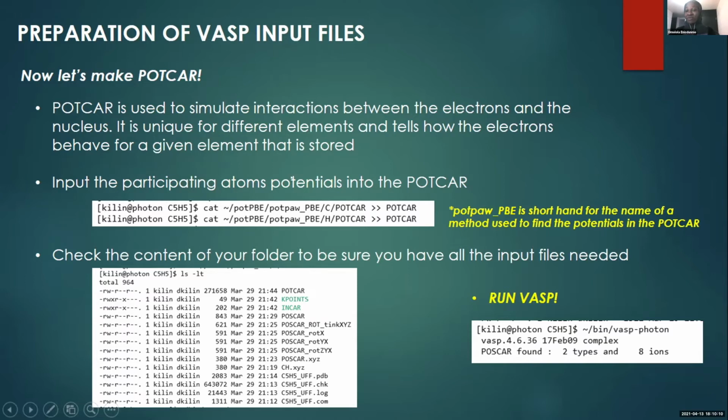Then, if you remember very well, this code right here, POT_PB, apparently is just shorthand for finding the potentials of certain elements in the POTCAR. That's why you have to specifically specify C and H, because this line right here helps you to find the potential for carbon and hydrogen in the POTCAR file. So you want to check the content of the file and be sure that you have everything that you need. Then you can go ahead and run VASP.